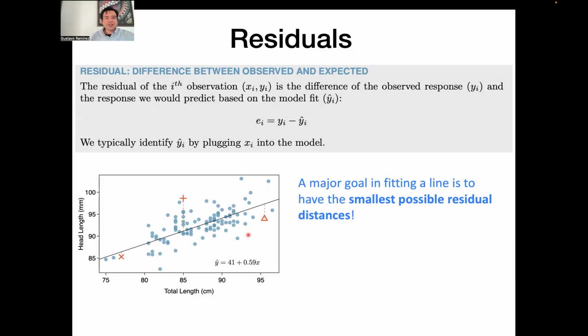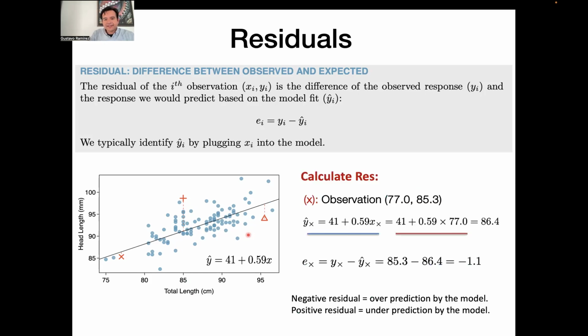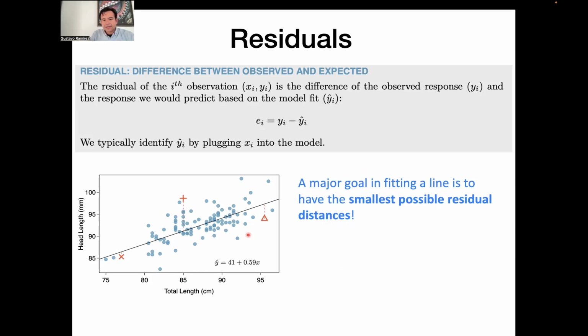Okay. So the residual for the ith observation, that means any given observation, right? In x and y, is the difference of the observed response, y_i, and the response that we would predict based on the model fitting, y hat i. Okay, so again, what does that mean? Let's calculate a quick residual here.